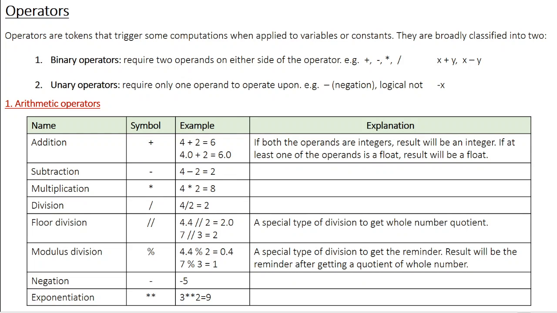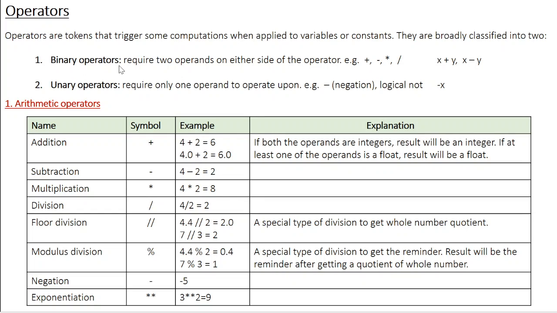In the last couple of classes, we learned about input and output statements. Today, let's discuss another important component of Python, which are operators. Operators are tokens that trigger some computations when applied to variables or constants. They are broadly classified into two: binary operators and unary operators.